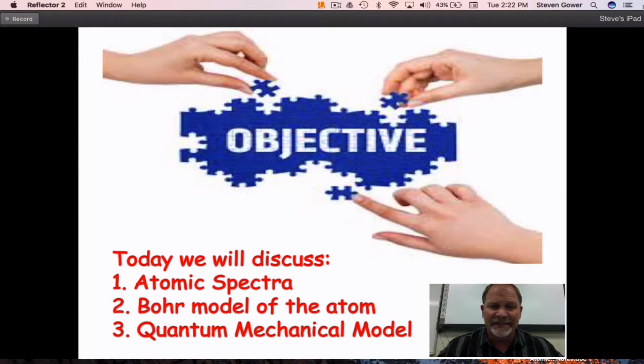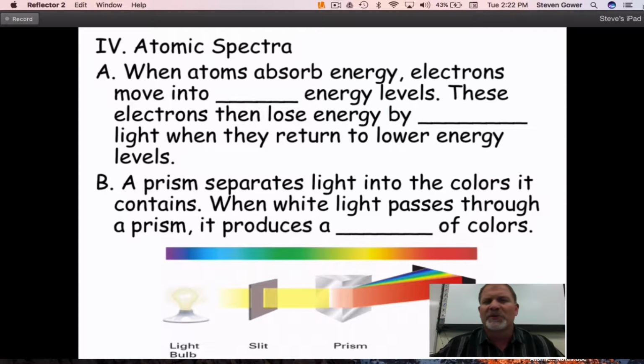Today we're going to discuss the atomic spectra, the Bohr model of the atom, and then the quantum mechanical model. So the atomic spectra is when atoms absorb energy. So let me get your fill-ins here: high-ray, emitted, and rainbow.